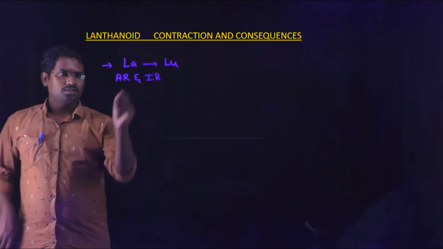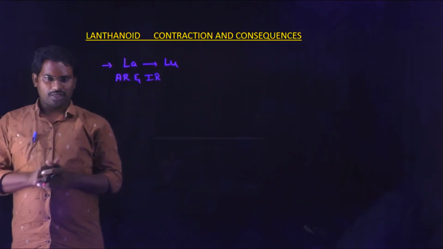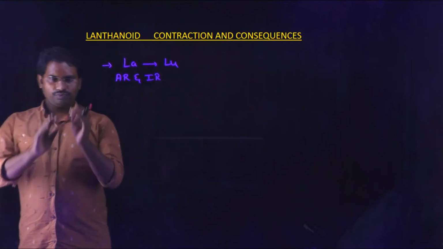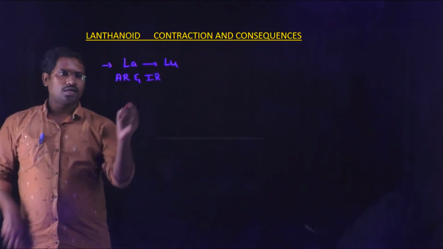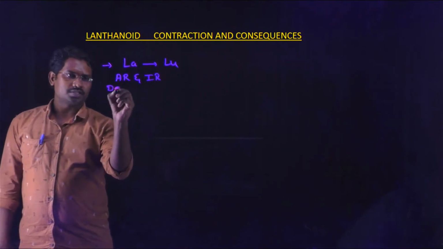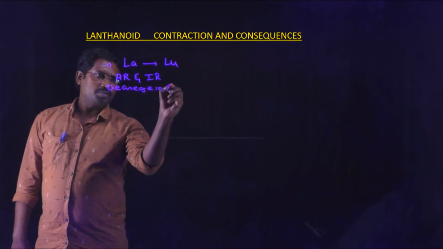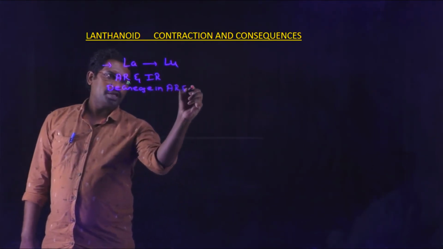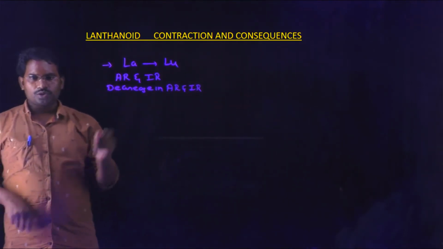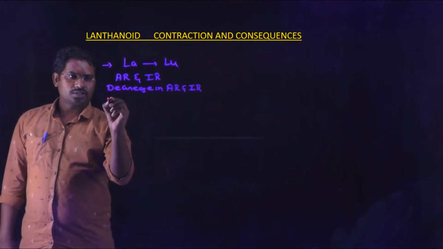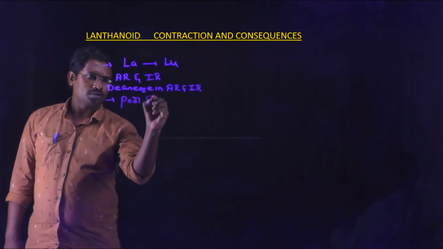So what is that? The decrease in the atomic radii and ionic radii of lanthanoids from lanthanum to lutetium is known as lanthanide contraction, a decrease in atomic size. So what is the reason for the lanthanide contraction? It is due to the poor shielding effect of the 4f subshell.